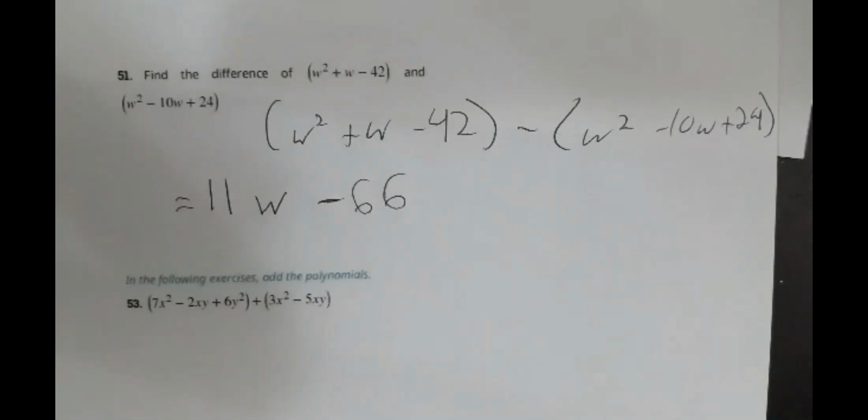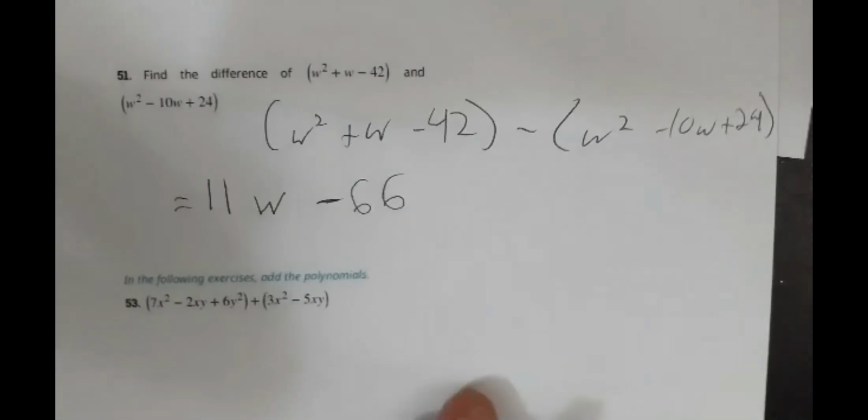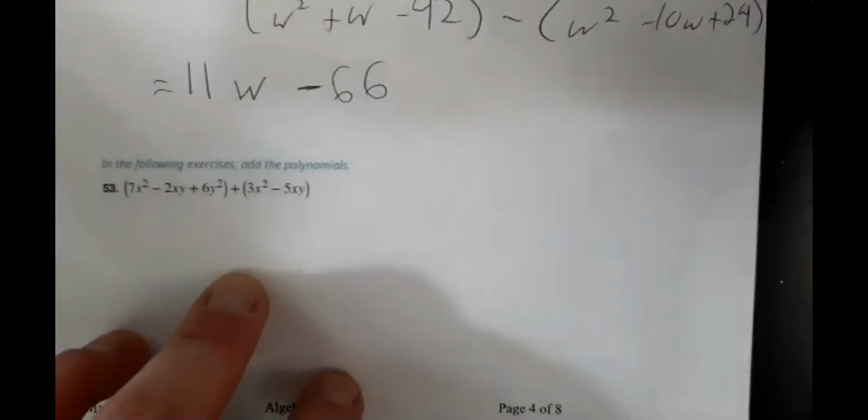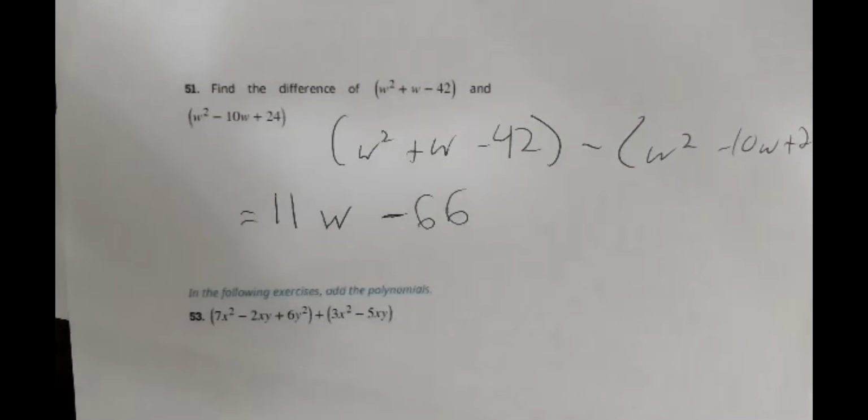So most of the time I would suggest writing out and distributing that negative. Is this another adding one? How many adding ones is that? 53. Where did my paper go? 1, 2, 3. Okay.